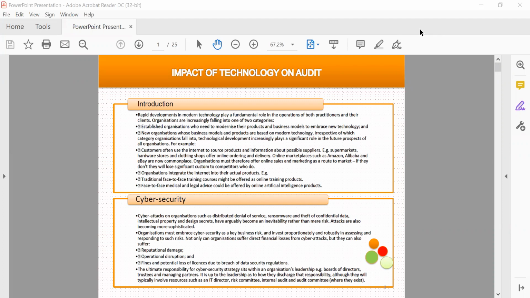Today we'll be talking about the impact of technology on audits. One of the things we see in the 21st century is rapid development in technology. So we just want to understand what technology's impact is on audits and the audit procedure. So let's begin by introducing.